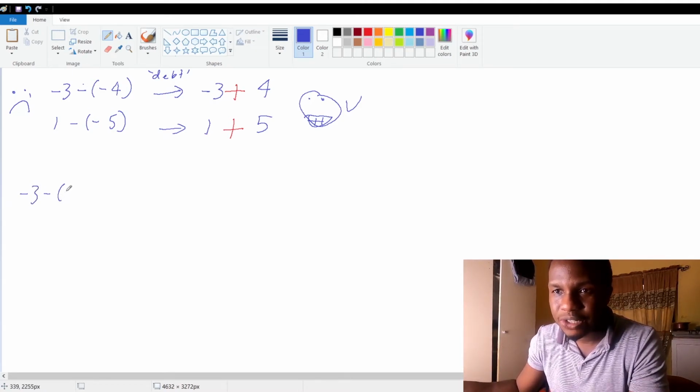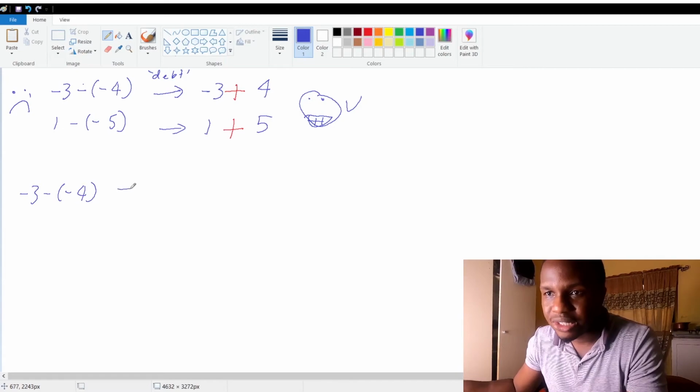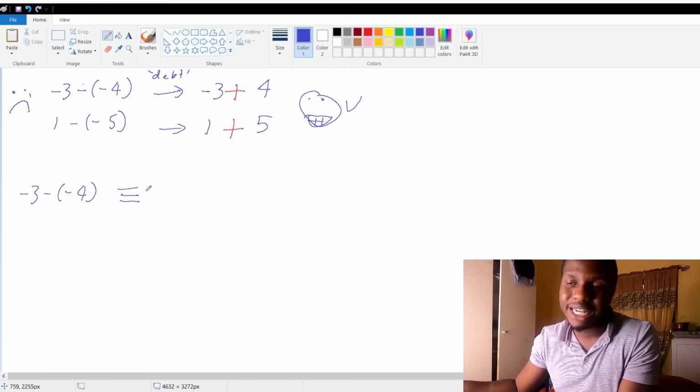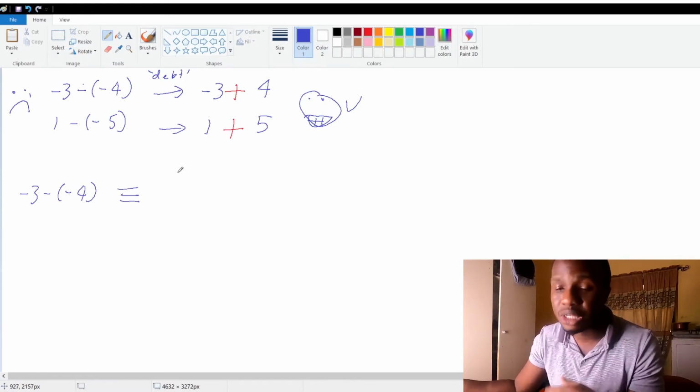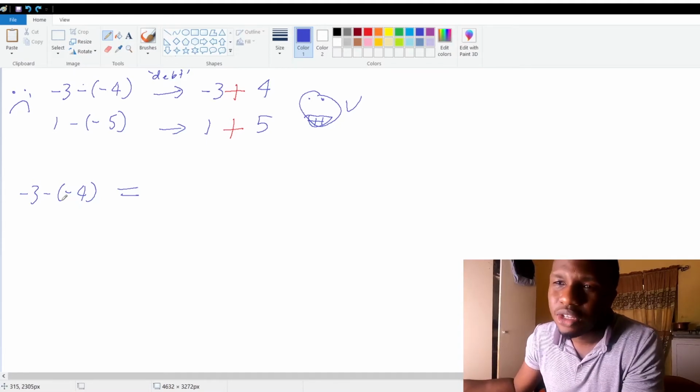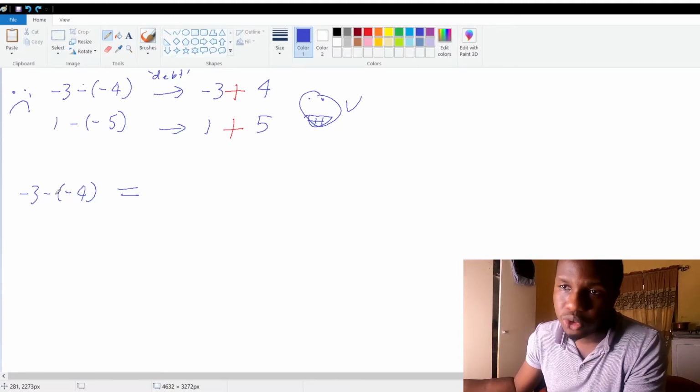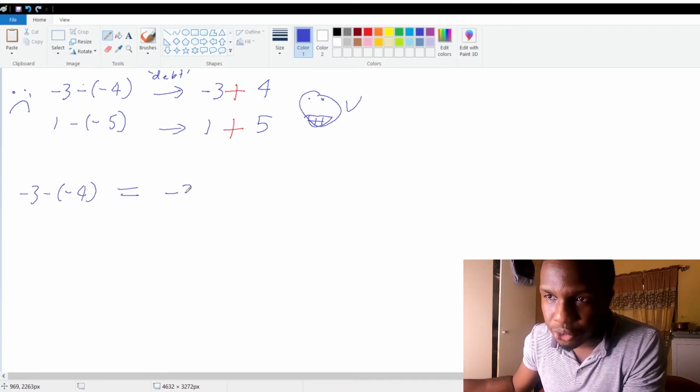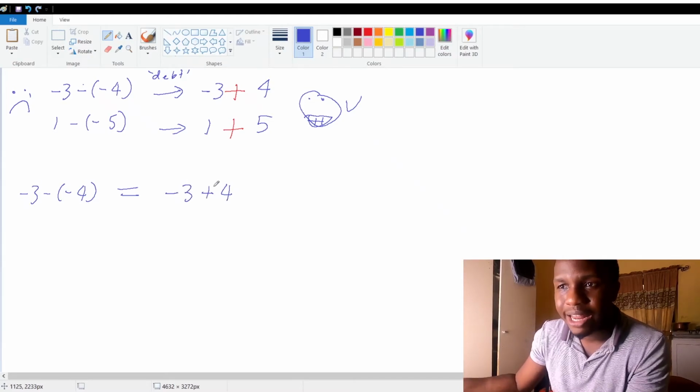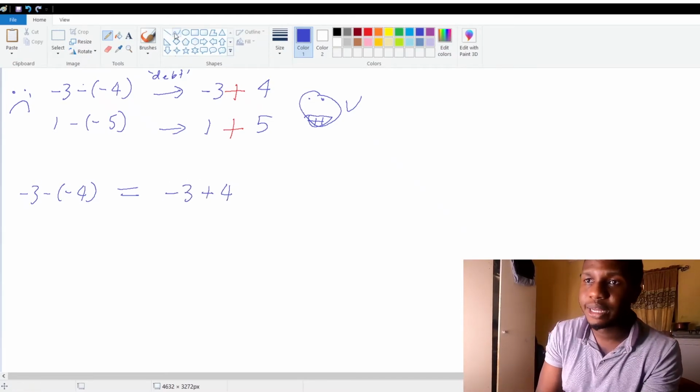-3 minus -4. This is equivalent to, I can actually draw 3 dashes like this. This means equivalent, or equals to. I can just use equal to. So this is -3 plus 4. And now I can do this on the number line.